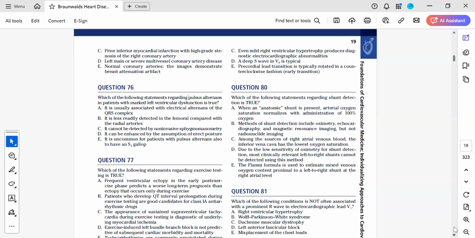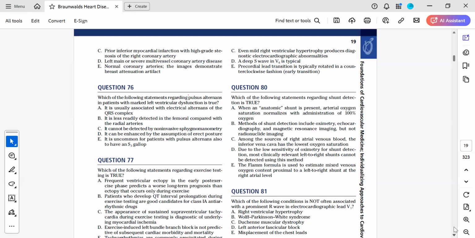So D is the left main or severe multivessel coronary artery disease. This looks to be the right answer because when the left main is affected, it's the one that will later branch into the LAD and also the left circumflex. And when we say severe multivessel, it's possible to also involve the right coronary artery, which is what is being seen here because it cuts across all the segments, which may make this the right answer. But we still need to go to the last part, which is the normal coronary arteries.